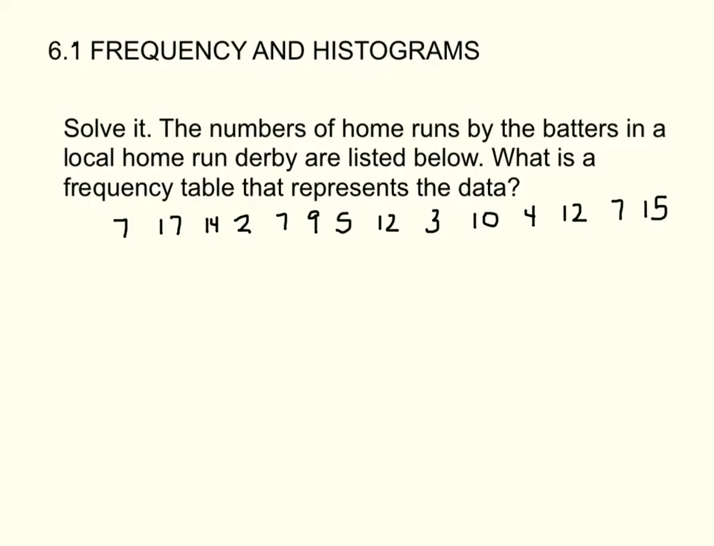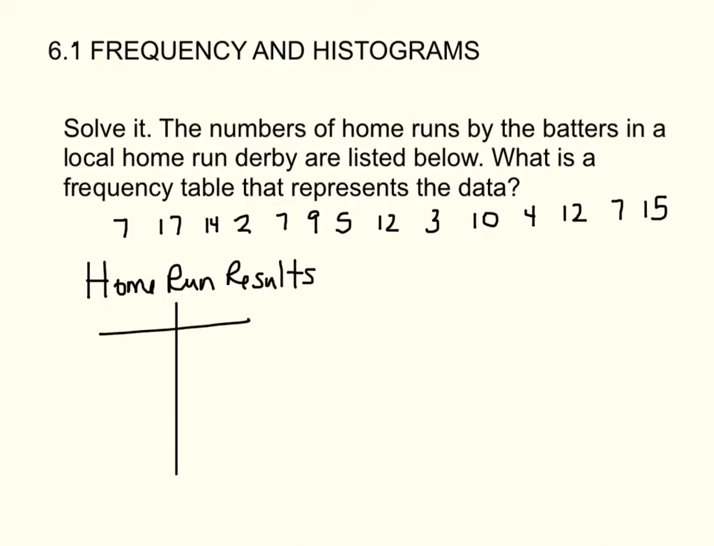So first we have to have a title. So we could say home run results. And you can write this in the solve it problem at the top. So home runs. Let's think about our lowest number. Our lowest number is 2. And our highest number, it looks like, is 17.